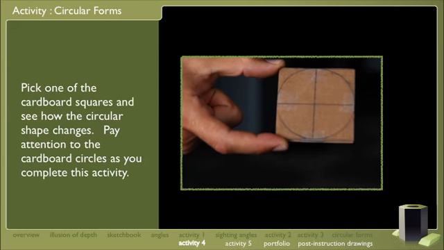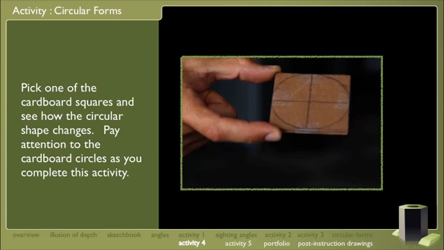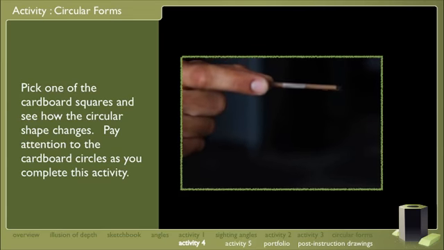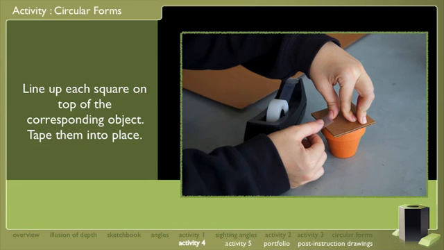Pick one of the cardboard squares and see how the circular shape changes. Pay attention to the cardboard circles as you complete this activity. Place them on top of the vessels that they belong to, and tape them to the vessels so that the openings line up directly with the drawings.